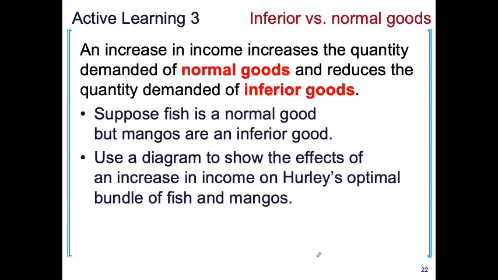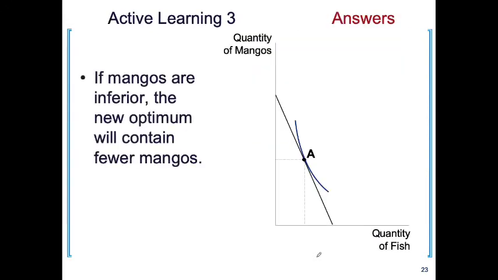So here's the example of inferior goods versus normal goods. We're saying an increase in income increases the quantity demanded for normal goods and reduces the quantity demanded for inferior goods. And now we're saying suppose fish is the normal good and mango is the inferior good. We want to see what happens when income increases. So when your income increases, your budget constraint moves forward.